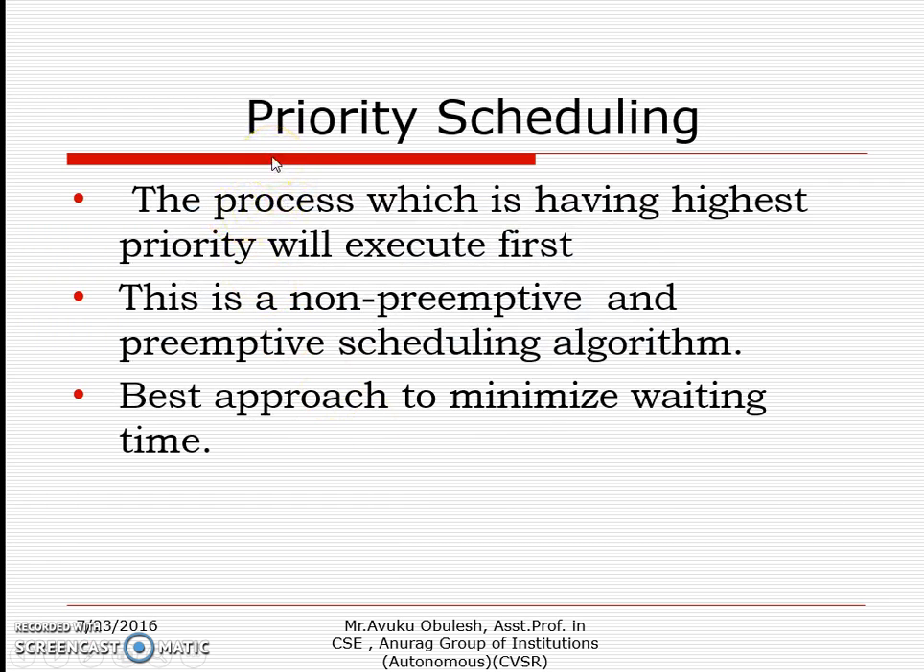The third scheduling algorithm is priority scheduling. Here each and every process is executed based on its priority. The highest priority process will be executed first. This can be both a non-preemptive and a preemptive scheduling algorithm. The best approach is to minimize waiting time.